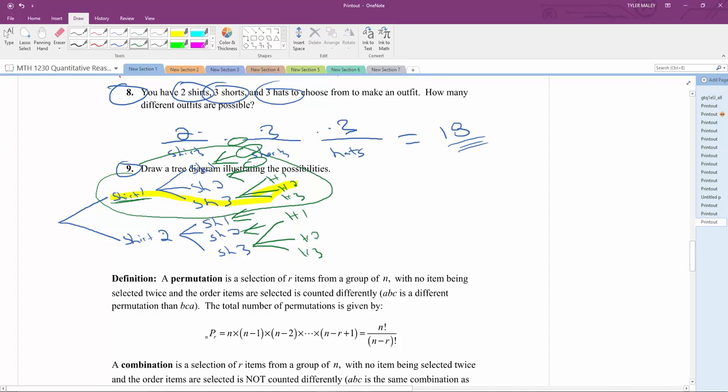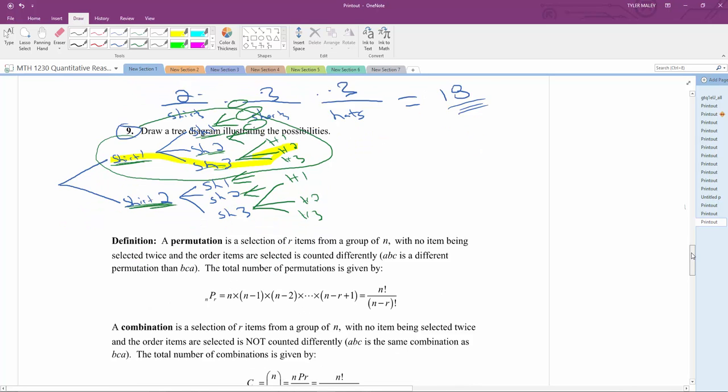I have two groups for each shirt, and then depending on what shorts I pick, I have 3 groups of 3. So when we have equal groups, that's multiplication. We're just counting all those different ways.